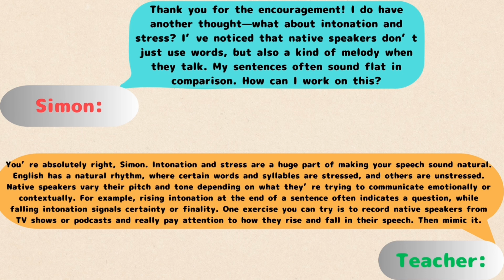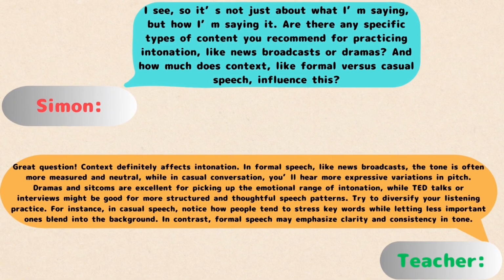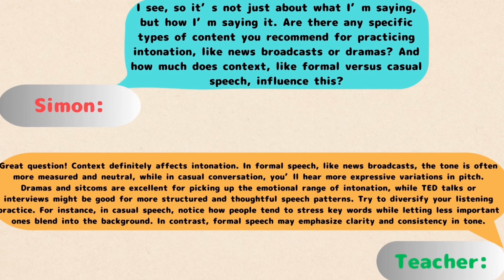For example, rising intonation at the end of a sentence often indicates a question, while falling intonation signals certainty or finality. One exercise you can try is to record native speakers from TV shows or podcasts and really pay attention to how they rise and fall in their speech. Then mimic it.